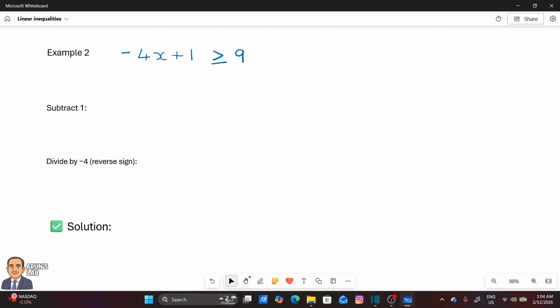Let's see the next example: minus 4x plus 1 greater than or equal to 9. Before it was a single inequality symbol, now there is a two-part symbol, greater than or equal to. The first step, as usual, is to eliminate the 1, so subtract 1 on both sides. Minus 4x plus 1 minus 1, the symbol stays the same, and 9 minus 1 is 8. So we get minus 4x greater than or equal to 8.